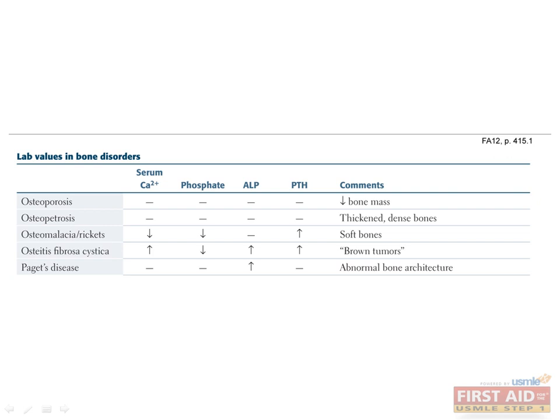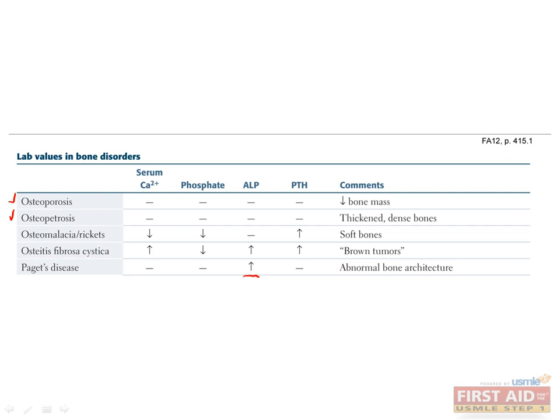First off, 2 of these diseases have no abnormalities at all. These are osteoporosis and osteopetrosis. Similarly, Paget's disease has only one lab abnormality, and that is an increased alk-Phos. Remember, these are not diseases that are caused by an inappropriate hormonal regulation of minerals. They are simply inherited or acquired defects in bone architecture.